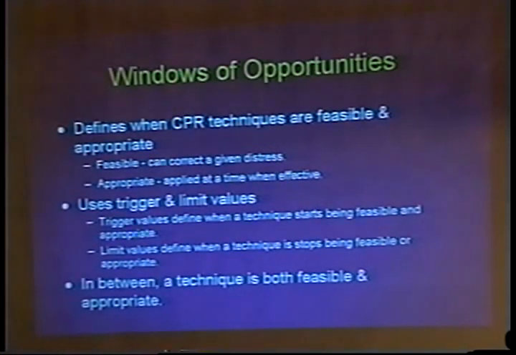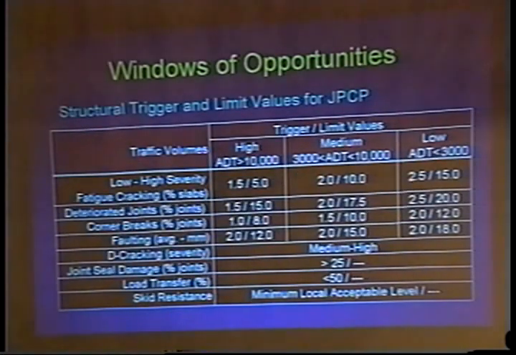Certain windows of opportunity are available for using the different techniques that we're talking about. It has to be feasible. It has to be able to correct your distress. It has to be applied at an appropriate time when it will be effective, sometime on that distress curve that I showed you. You can use trigger or limit values such as that. And I've got an example of a couple right here.